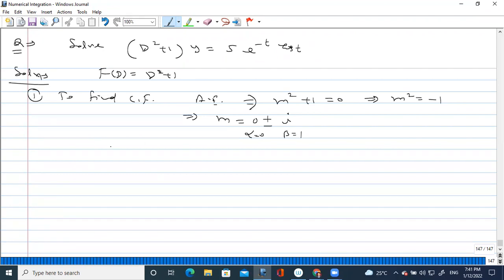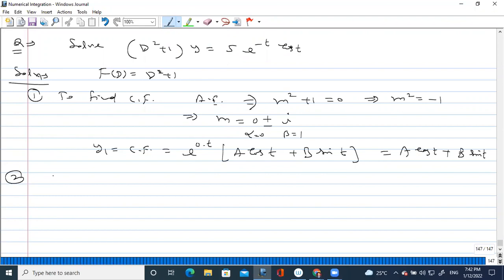So the solution of this will be y1. y1 is the complementary function, and that will be e to the power alpha t, alpha is 0 into t, times a cos beta t, beta is 1, so a cos t plus b sin t. So the answer is a cos t plus b sin t. So this is our number second, particular integral.